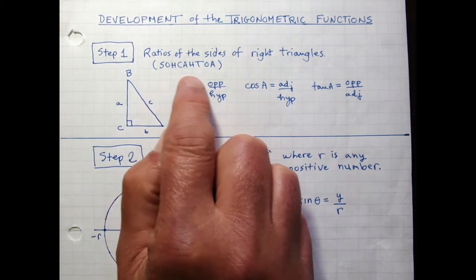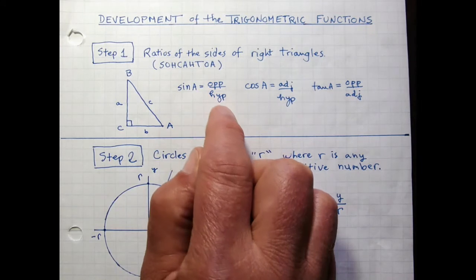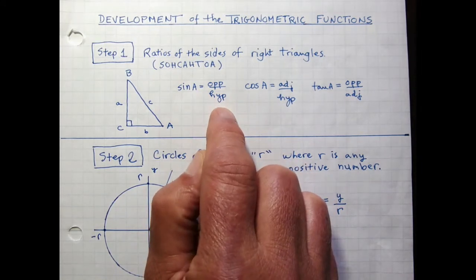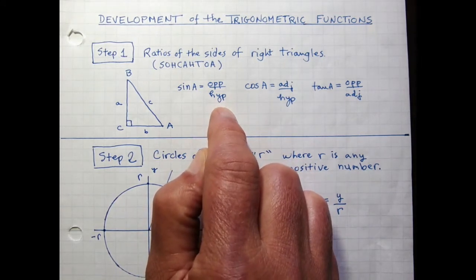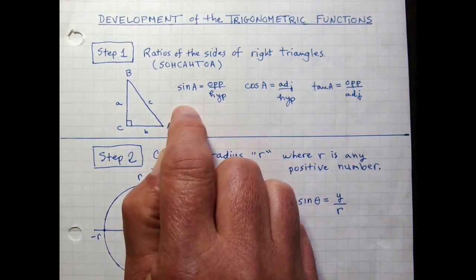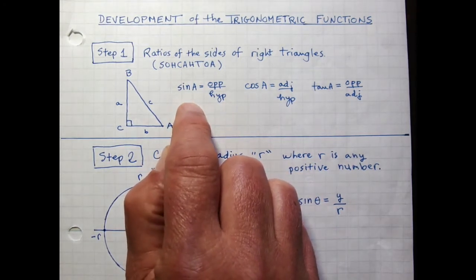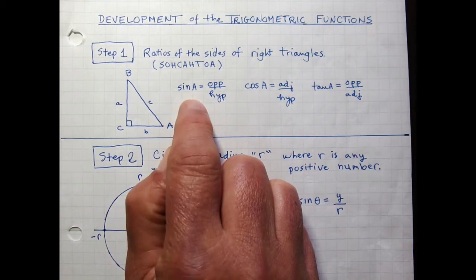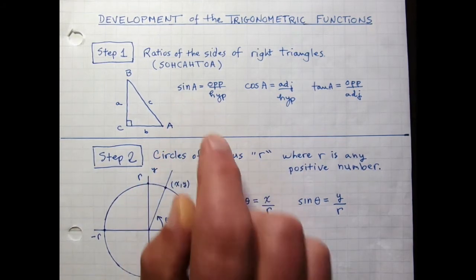We're going to use this mnemonic SOHCAHTOA to help us remember what's going on here. This is called right triangle trigonometry. In our textbook, this is section 7.2. We're actually going to start out with the second section of chapter 7 and do that first.